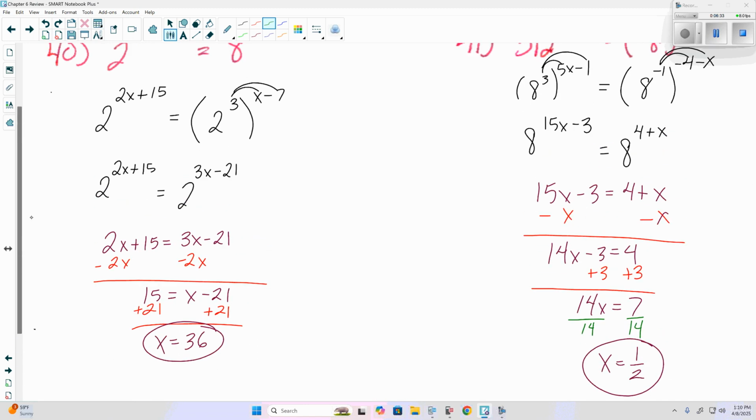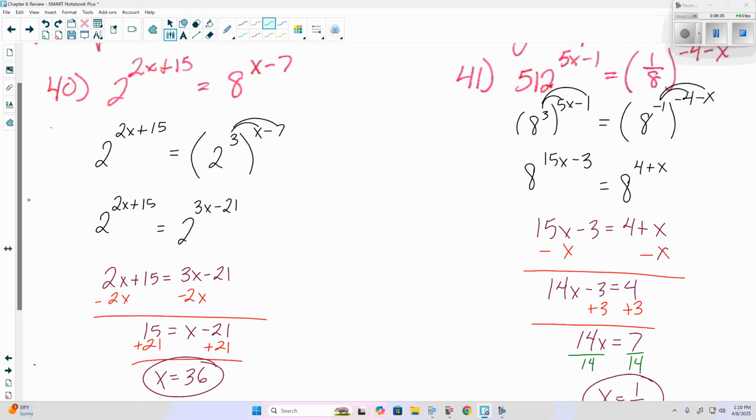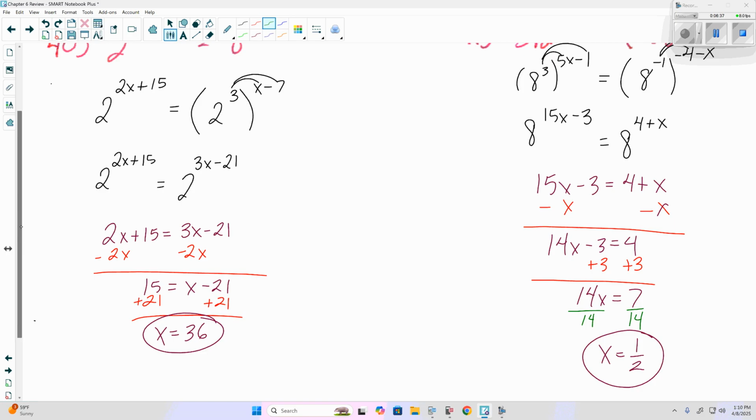Since x is our variable and it's in the exponents and those powers, it could be positive, it could be negative, it can be 0. We can have any value of x that we want. Questions on the first two? We feel good with these here?